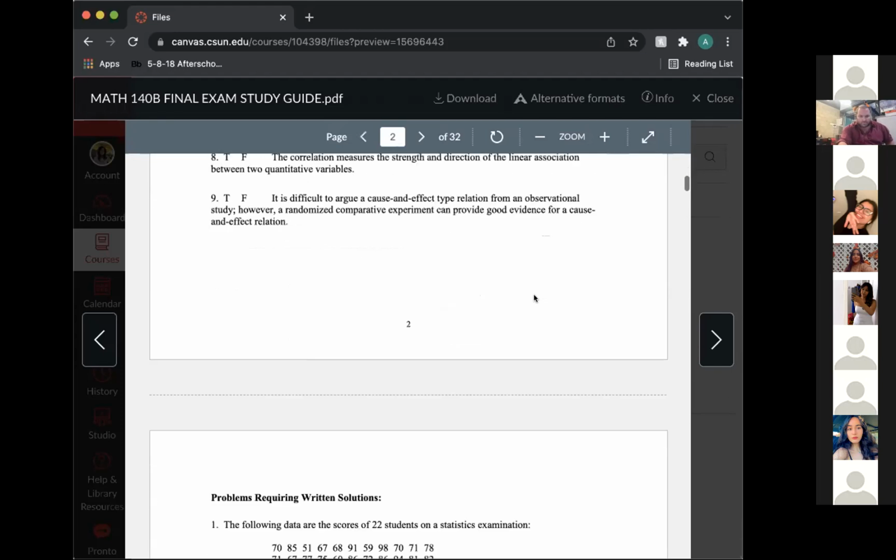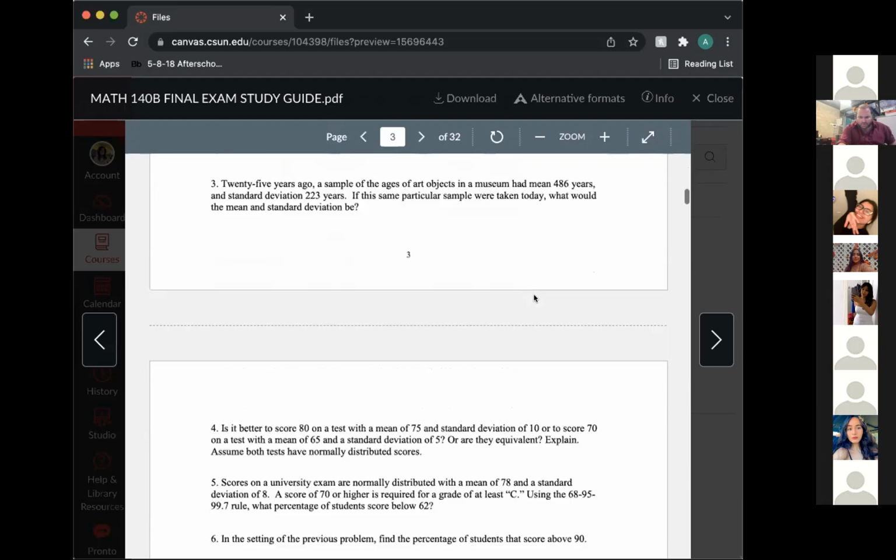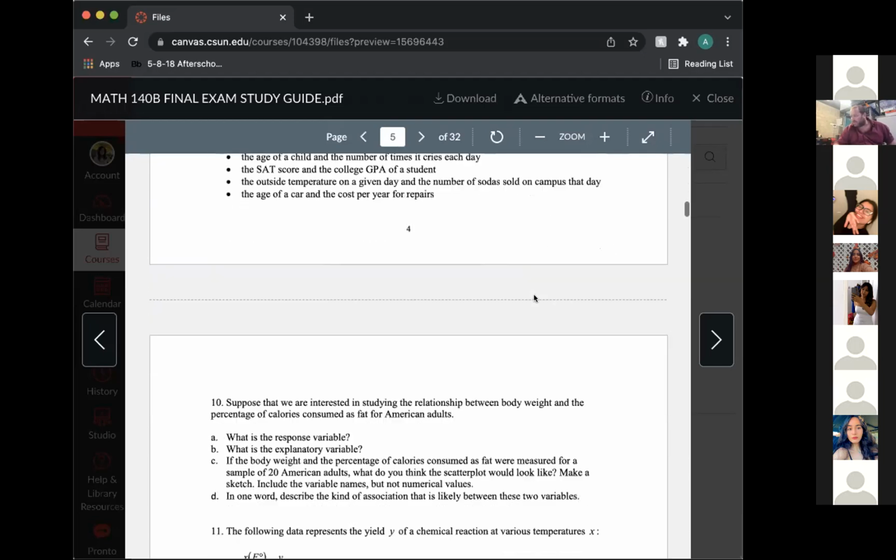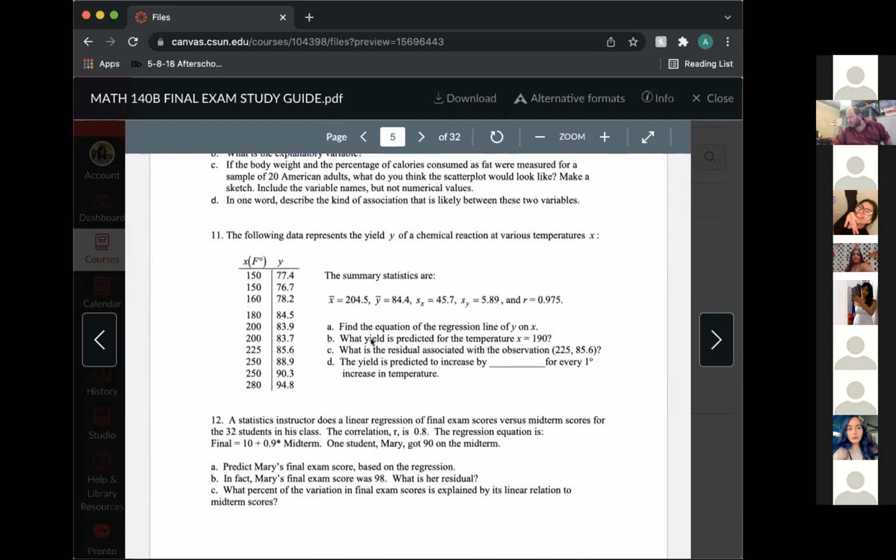Okay. And I have one more. Okay, 11C. 11C, the following data represents the yield of a chemical. What is the residual associated with the observation 225, 85.6? Well, in order to do this, we need the equation of the line. Have you found the equation of the line? Yeah, I have. Okay, and when you plug in 225 into that, what do you get?